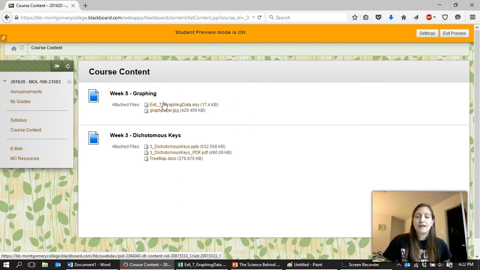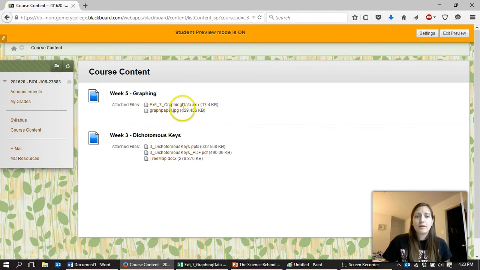One is the graphing data. This is in an Excel document. The second one is this graph paper image. I believe all of you took graph paper home with you, but in case you didn't or needed more, you can open this up, print it out, and use that instead. So it's there if you need it.